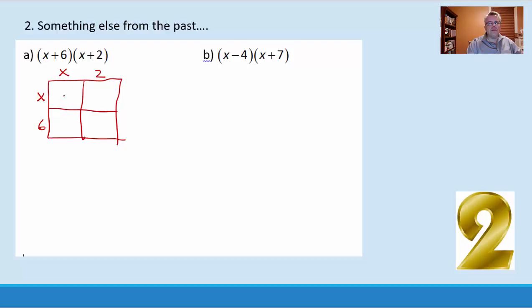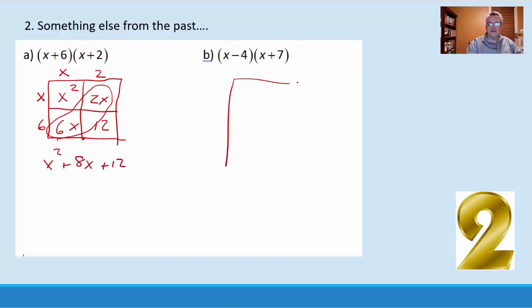So here's how we multiply. We do x times x is x squared. X times 2 is 2x. 6 times x is 6x. And 6 times 2 is 12. And we add up all the pieces. So x squared plus, these two are like terms, so I can put them together. That's 8x plus 12.